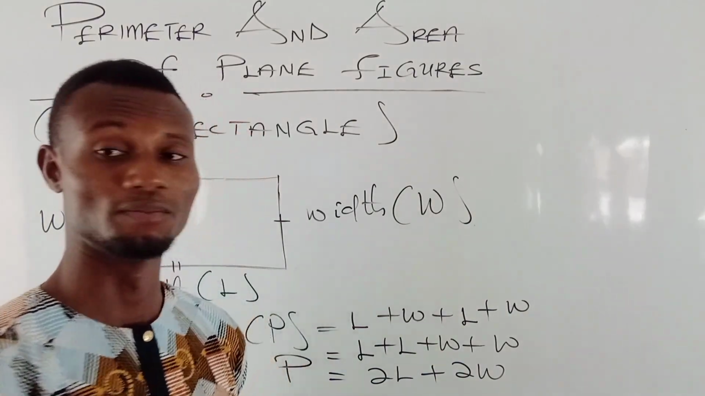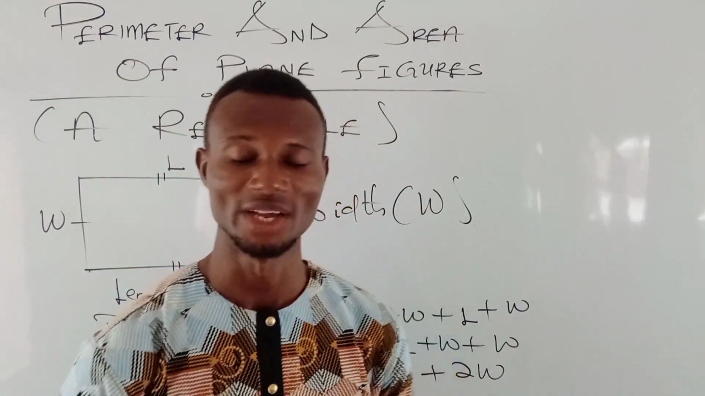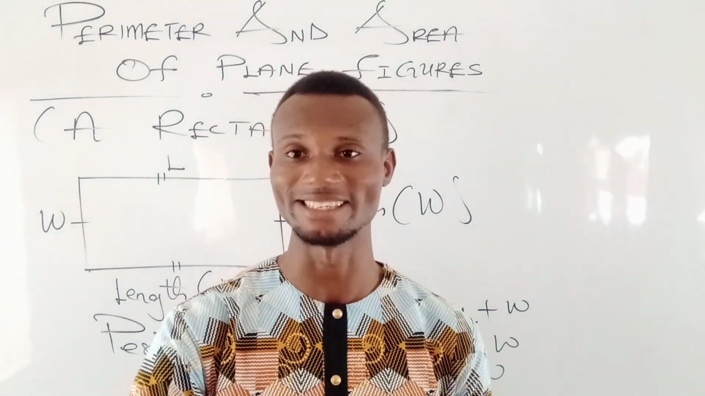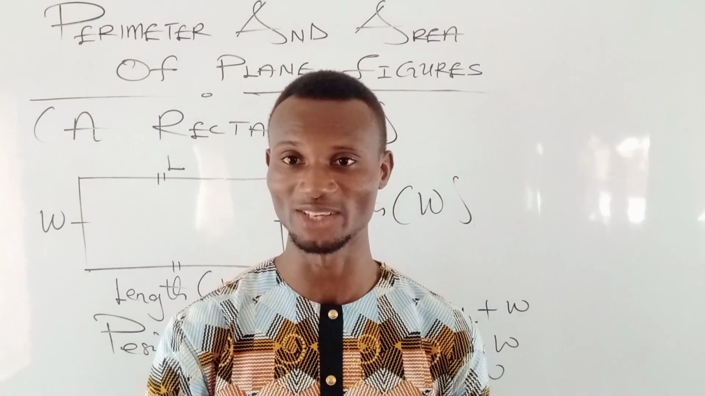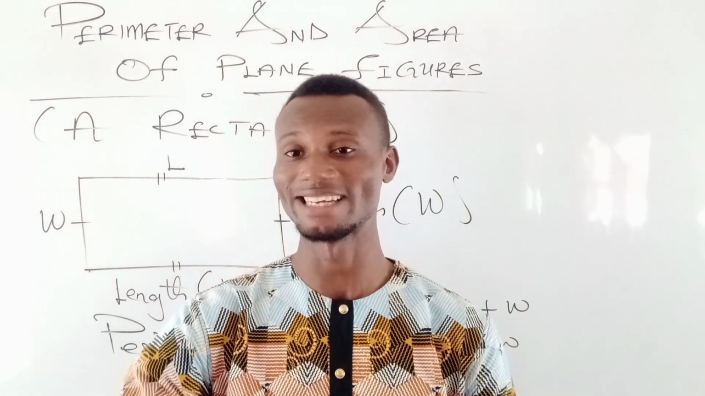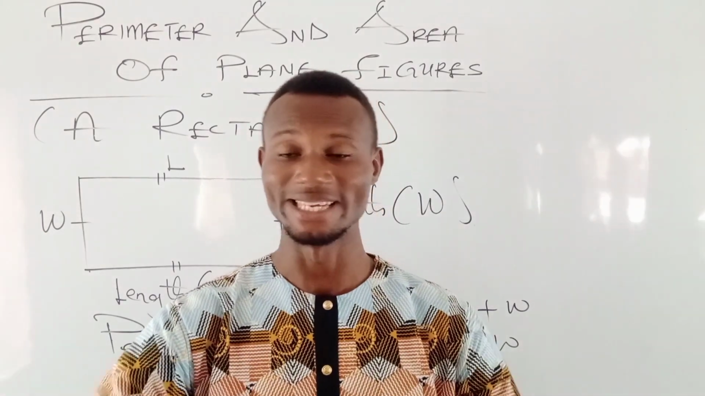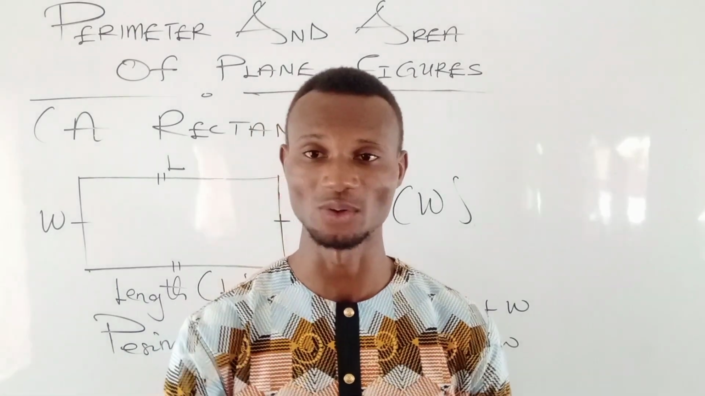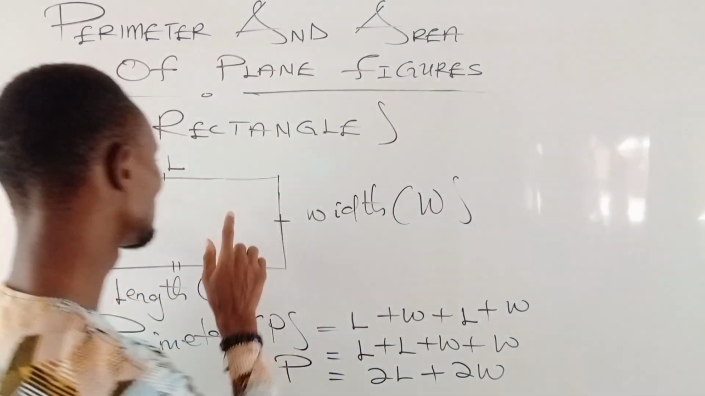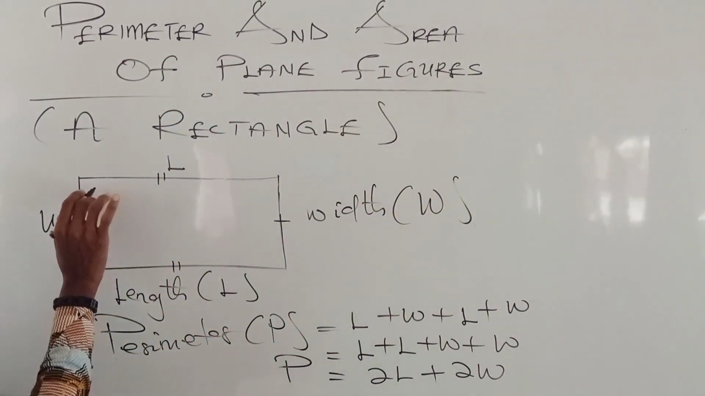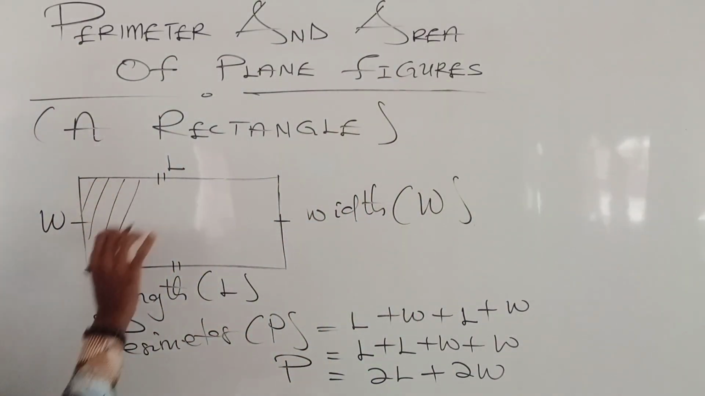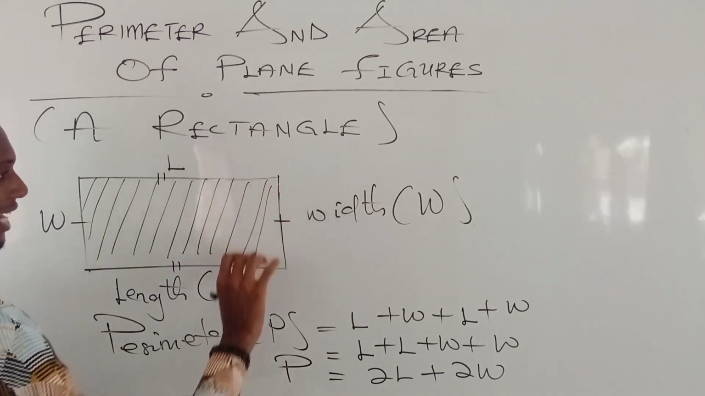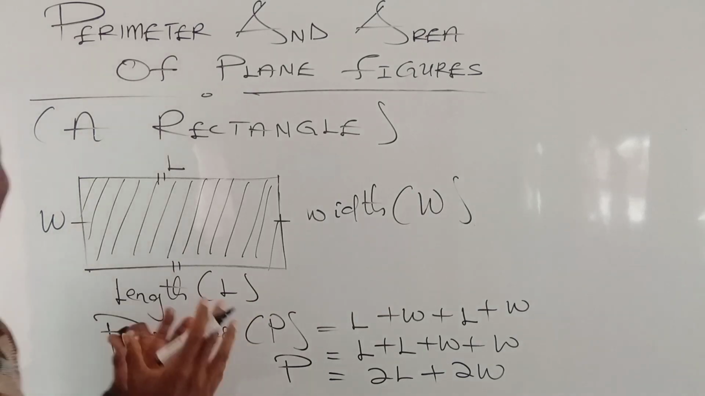Now let's talk about the area as well. The area of any plane figure, I said, is the space it occupies. Don't forget about it. In simple terms, it is the space the plane figure occupies. So the area of this rectangle refers to the space it occupies. The space inside this rectangle is what we call the area of the rectangle.